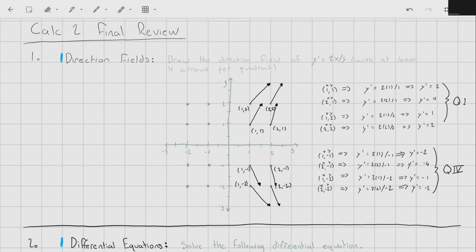So this is problem one of the final review. I have quadrant one and quadrant four already done to save some time, but I will do quadrant two and three here. So first you find the coordinates.